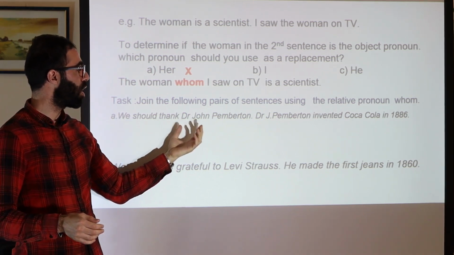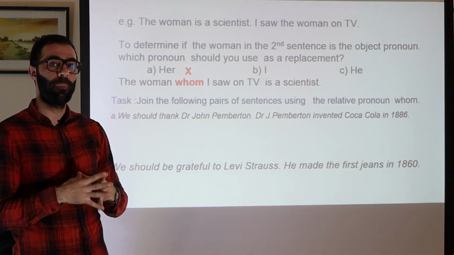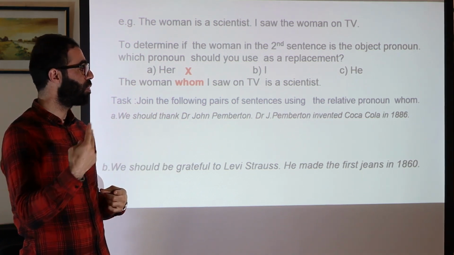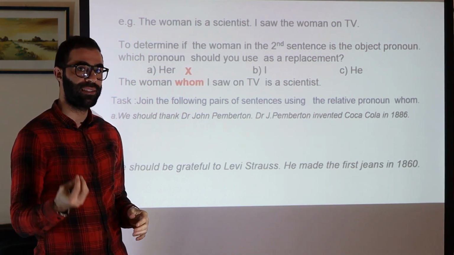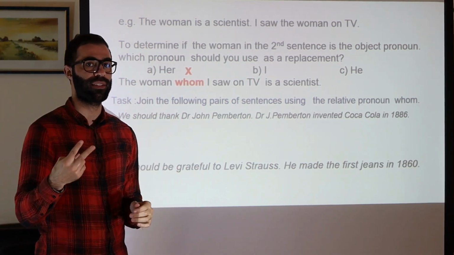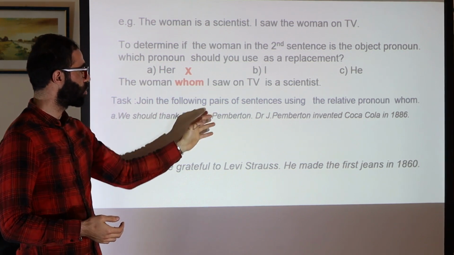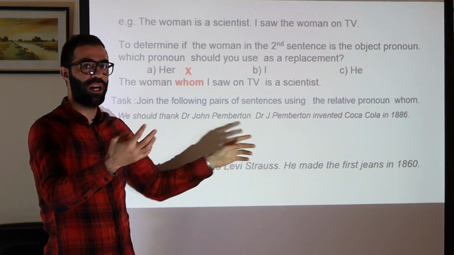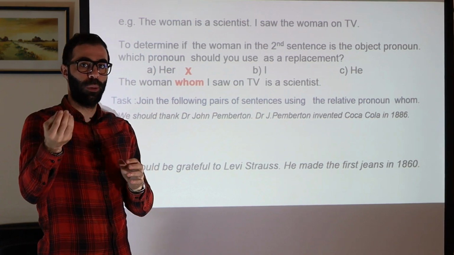We should thank Dr. John Pemberton, full stop. This is sentence number one. And then we have sentence number two. Dr. John Pemberton invented Coca-Cola in 1886. What do you notice? We notice again we have two sentences. And there is a kind of repetition here. Where is it? It's actually Dr. Pemberton. Now, the position of Dr. Pemberton, is it as a subject or as an object? Remember that if you want to know, you have just to replace by an object pronoun or subject.